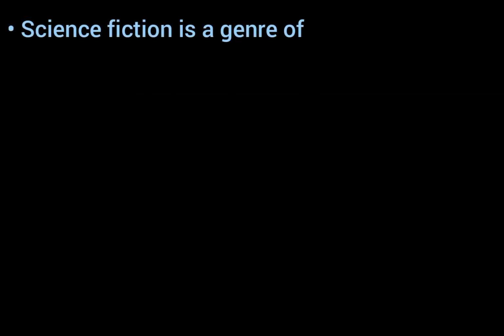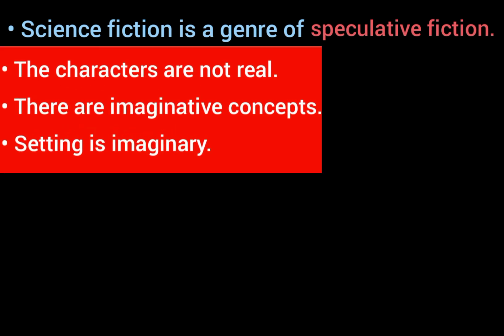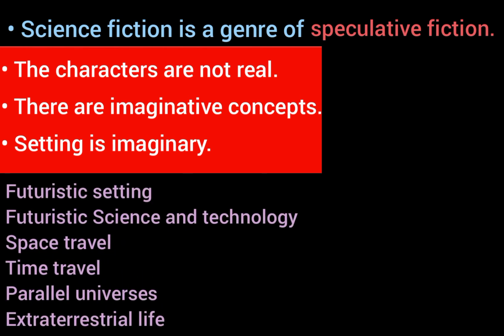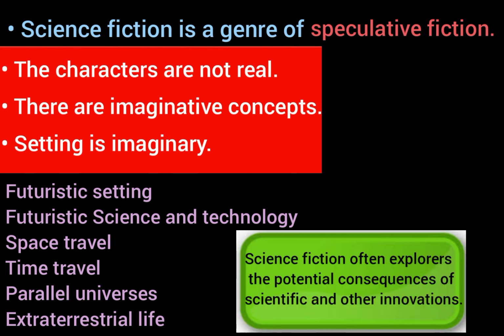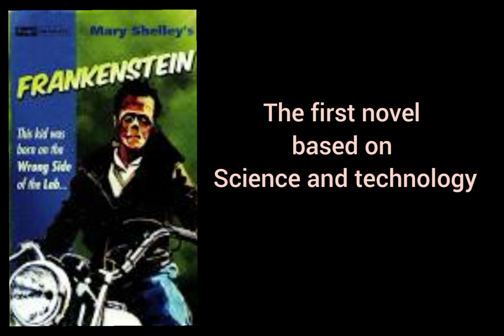What is science fiction? Science fiction is a genre of speculative fiction. It means the characters are not real. There are imaginative concepts. The setting is imaginary. Which imaginary concepts are there? Futuristic setting, futuristic science and technology, space travel, time travel, parallel universes, and extraterrestrial life. Science fiction often explores the potential consequences of scientific and other innovations. Frankenstein by Mary Shelley, which was published in 1823, is considered the first novel based on science and technology.